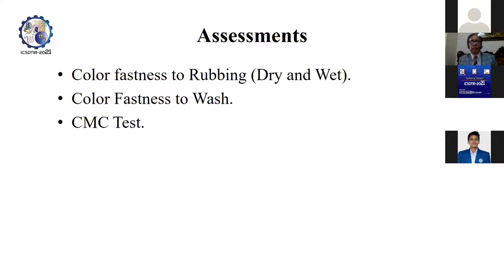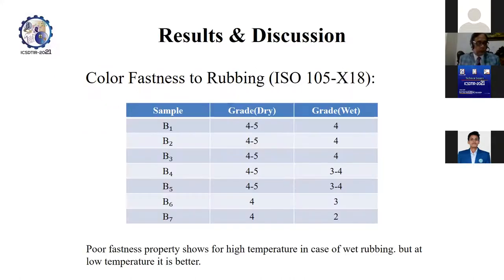After that, finally, we go to the fastness properties test and the CMC test. Firstly, in the slide, we can see the color fastness to rubbing for the B-type sample. In the case of dry rubbing, the fastness is quite good. But in the case of wet rubbing at high temperature, it is not so good, but at lower temperature it is quite good.